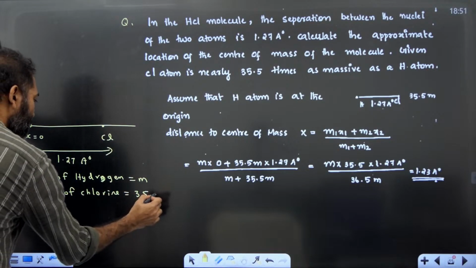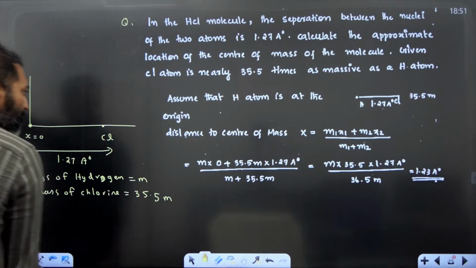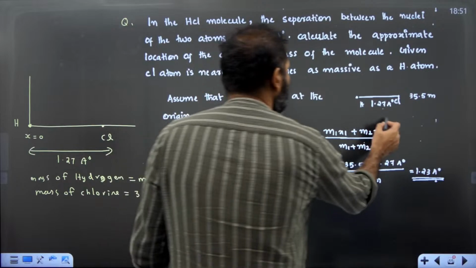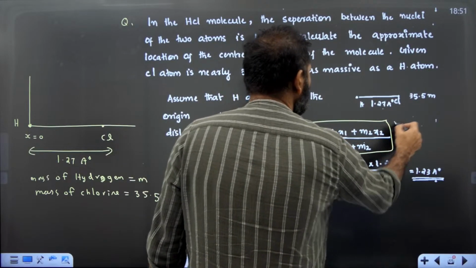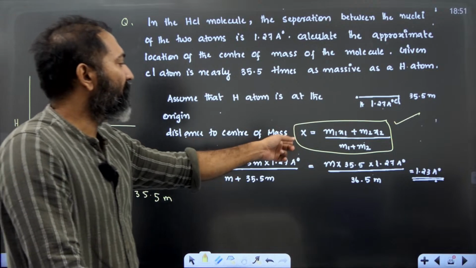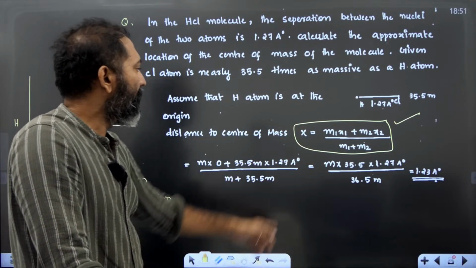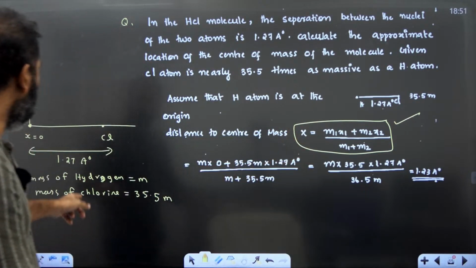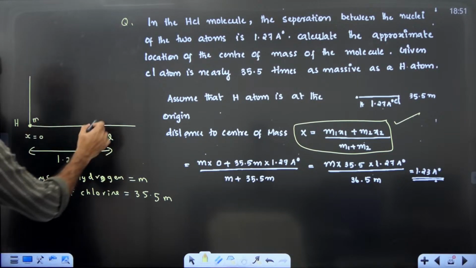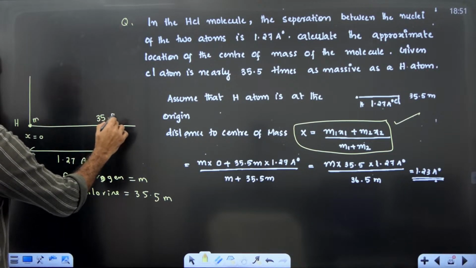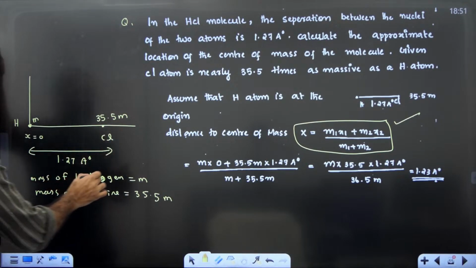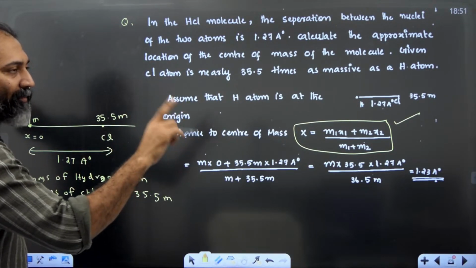35.5 times m. So what will be the equation? We have to find out the position of center of mass. What is the equation? Position of center of mass in x direction in one dimension is m1x1 plus m2x2 divided by m1 plus m2. Here instead of m1 we have mass of hydrogen, m. Mass of chlorine is 35.5 m. The separation between them is 1.27 angstrom.